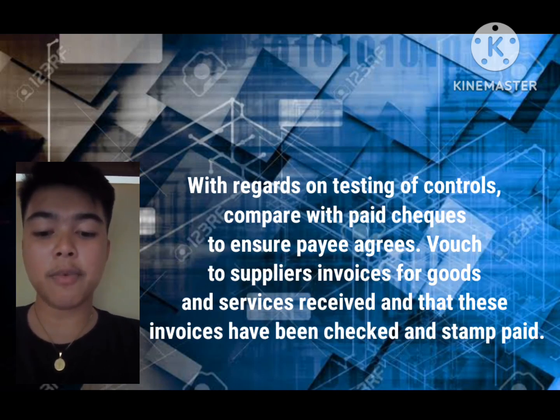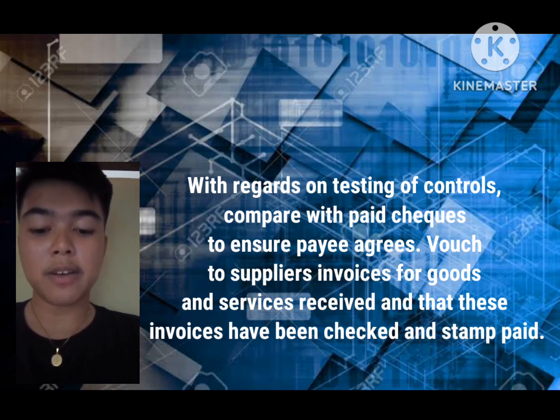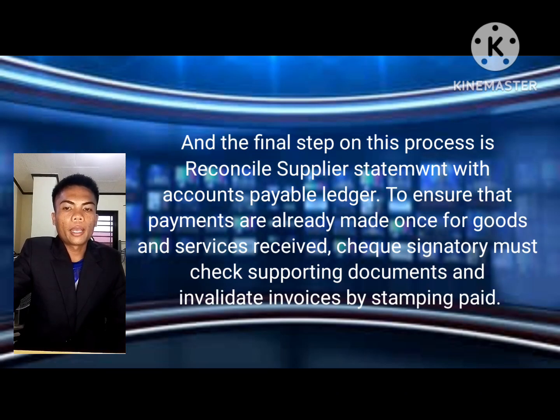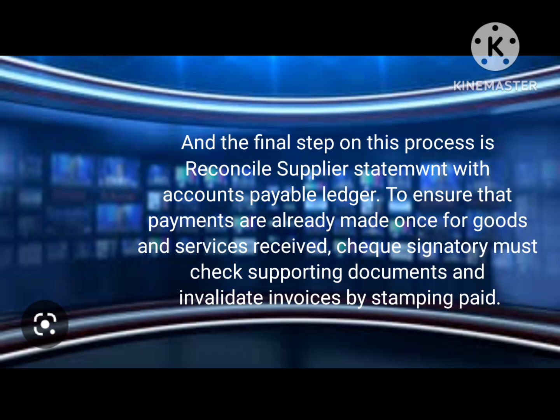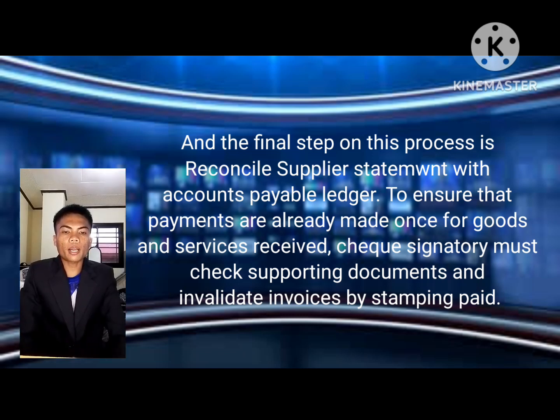With regards to testing of controls, compare the paid sequence to ensure payments agree to suppliers' invoices for goods and services received and that these invoices have been checked and stamped paid. And the final step in this process is to reconcile the supplier statement with the accounts payable ledger. To ensure that payments are made only once for goods and services received, the check signatory must check supporting documents and invalidate invoices by stamping paid.